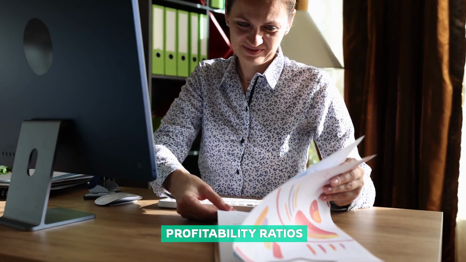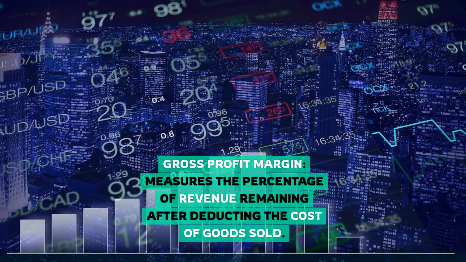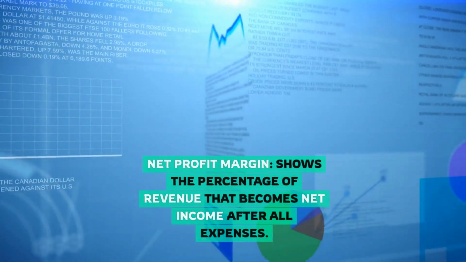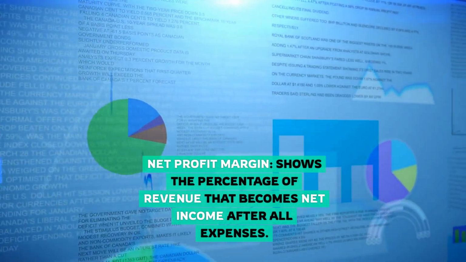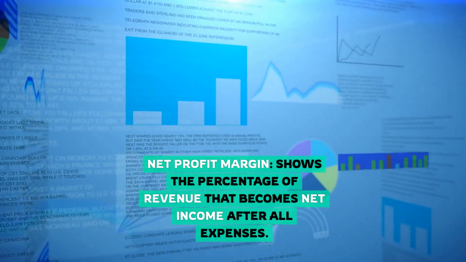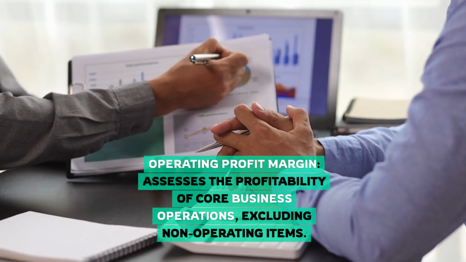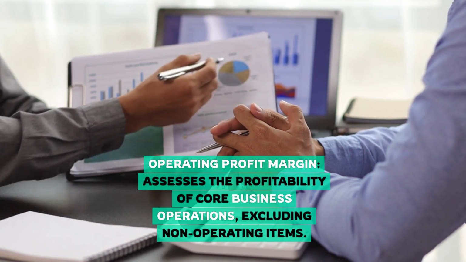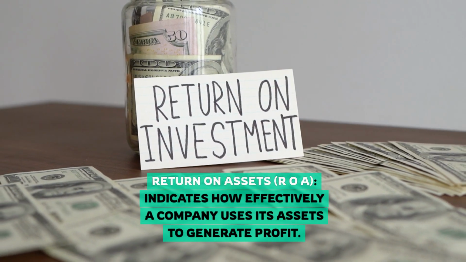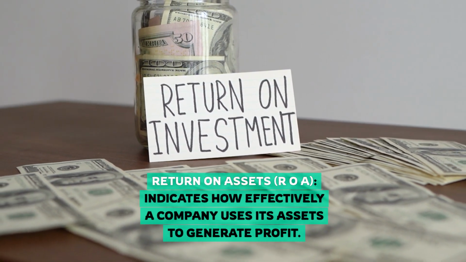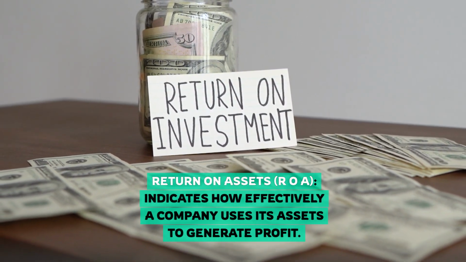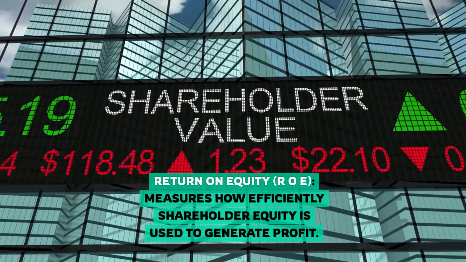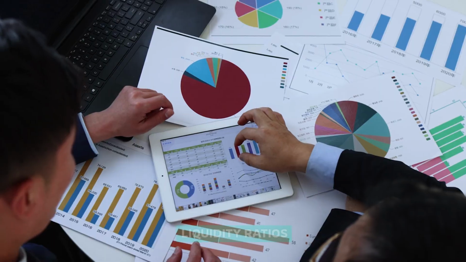Profitability ratios. Gross profit margin measures the percentage of revenue remaining after deducting the cost of goods sold. Net profit margin shows the percentage of revenue that becomes net income after all expenses. Operating profit margin assesses the profitability of core business operations, excluding non-operating items. Return on assets, ROA, indicates how effectively a company uses its assets to generate profit. Return on equity, ROE, measures how efficiently shareholder equity is used to generate profit.